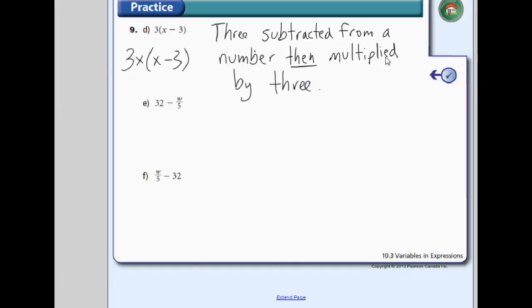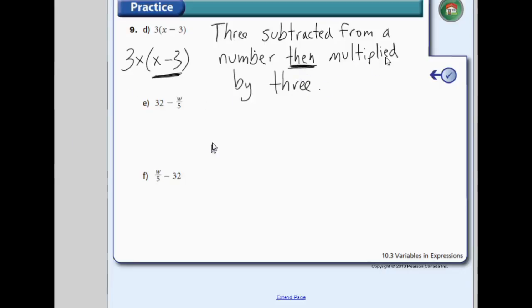So what have we got here? A few things. We took the trickier way to do subtraction. 3 subtracted from a number, that's this part. We've added the brackets to say we do that first by saying then. So we have to do this part first here. Then after we're done doing 3 subtracted from x, then we can multiply by 3.